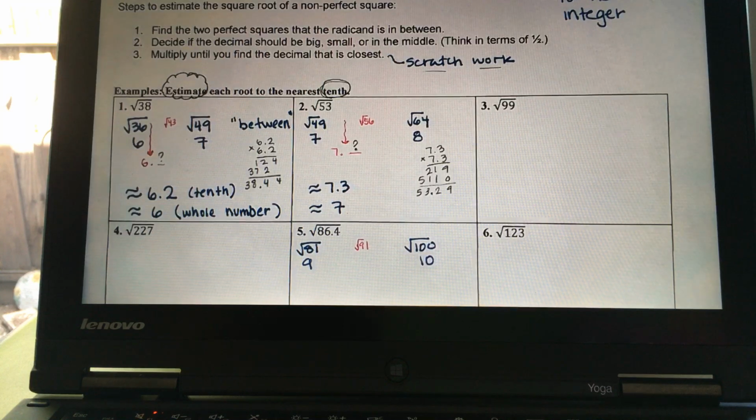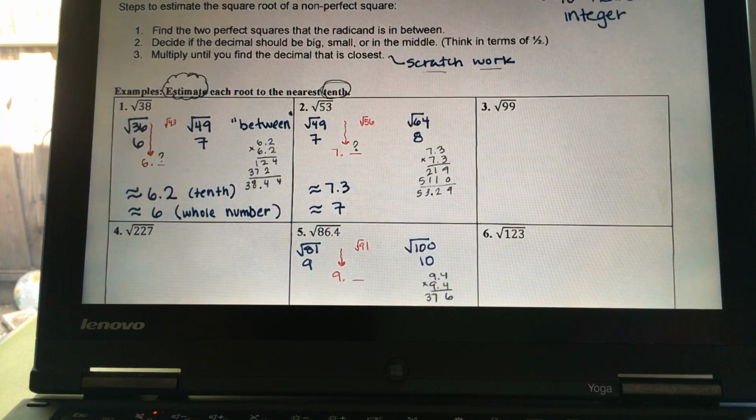So I'm going to try a little bit less than that. Maybe that's 9.5. Maybe try, I don't know, 9.4 maybe. Let's give it a guess and see. 9.4 times 9.4. What do we get here? 88.36. That's a little bit high.